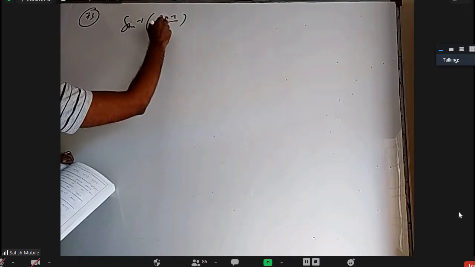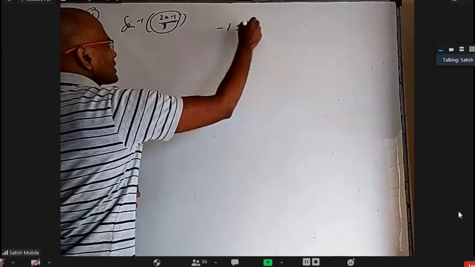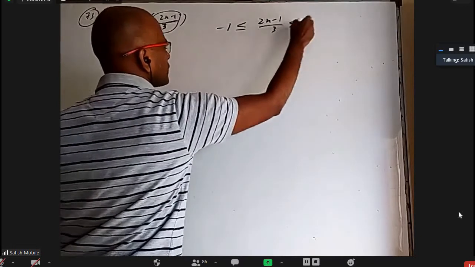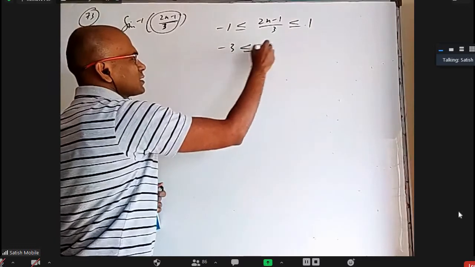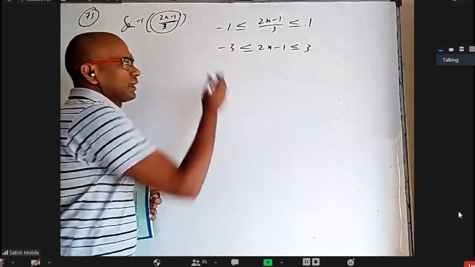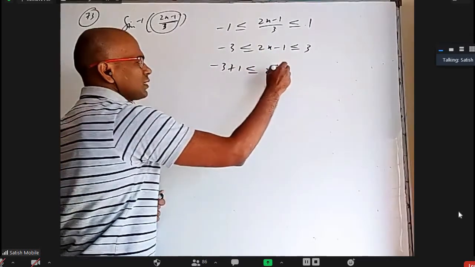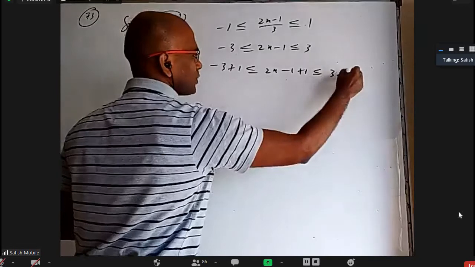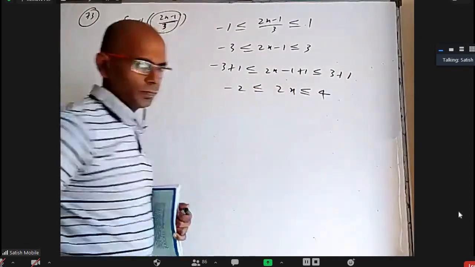Okay, 73, it is sine inverse of (2x minus 1) by 3. I said sine inverse is defined only when this inner part is between minus 1 to 1. So minus 1 less than or equal to (2x minus 1) by 3 less than or equal to 1. Multiply with 3. Minus 3 less than or equal to 2x minus 1 less than or equal to 3. Add 1 everywhere. That is minus 3 plus 1 less than or equal to 2x minus 1 plus 1 less than or equal to 3 plus 1. I added 1 everywhere. Minus 2 less than or equal to 2x less than or equal to 4.